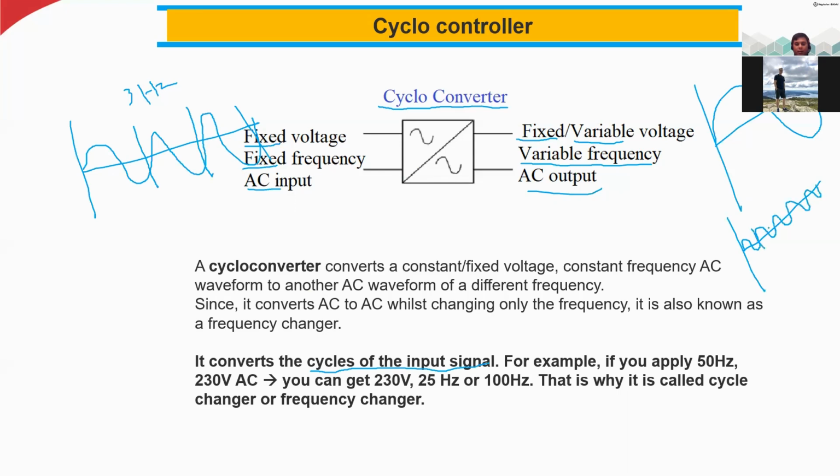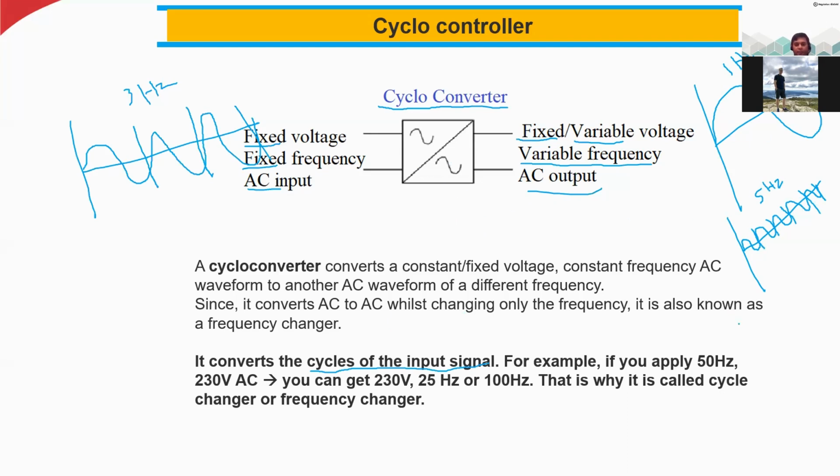How many cycles do I have now? 1, 2, 3, 4, 5. So if I want 5 hertz, it's also possible. So I change the frequency value or the number of cycles at the output. Here I have only 1 full cycle, and here I have 5 cycles. Okay, so that is the beauty of this cycloconverter.